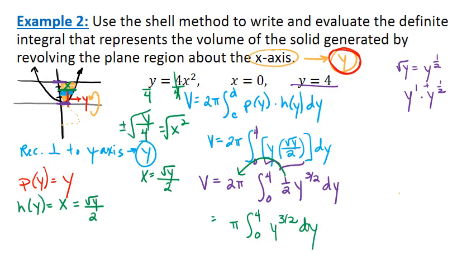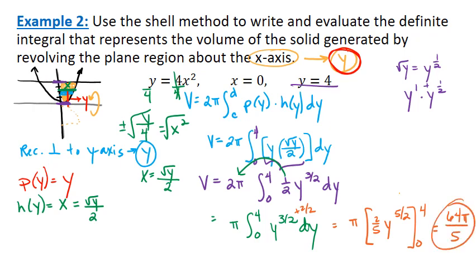And you should be able to integrate this. Remember, you'll add 1 to the exponent, so it's kind of like adding 2 over 2. When you add 2 over 2, you get 5/2, so y to the 5/2. If you divide by that, it's the same thing as multiplying by the reciprocal, and then evaluate that from 0 to 4. When you do, you should end up getting 64 pi over 5 for that volume.